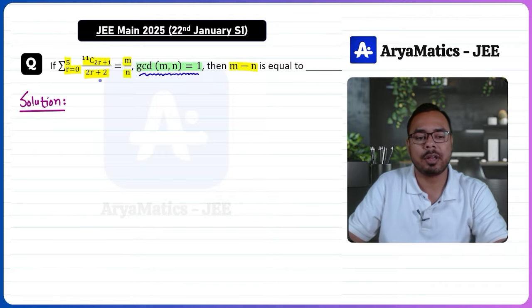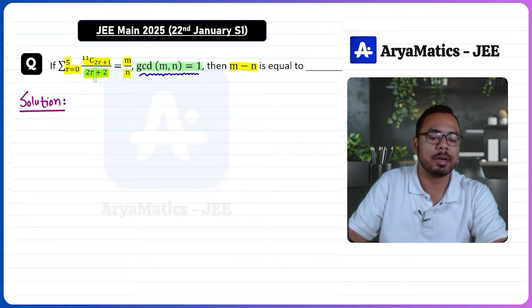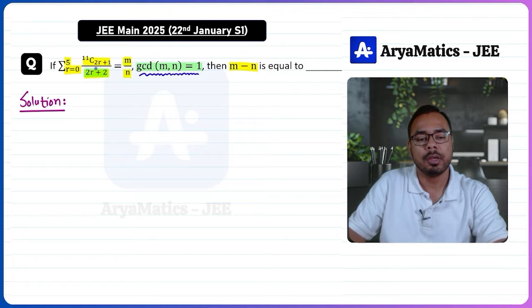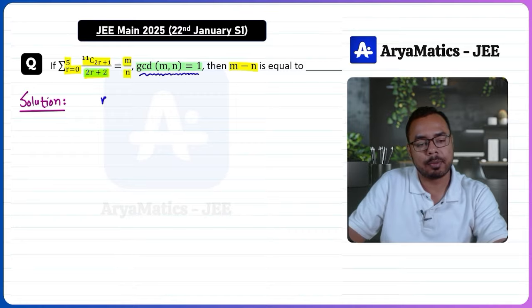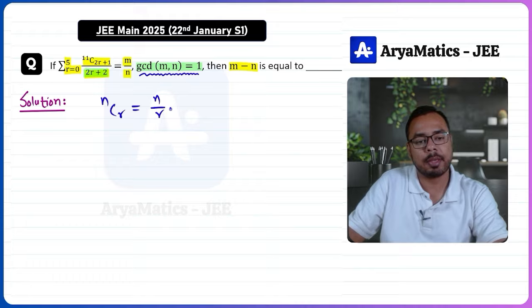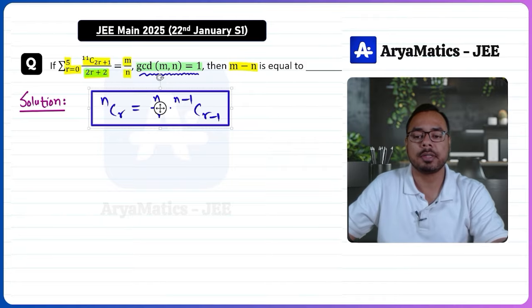Now, the general method of solving these types of problems, where you have a variable in the denominator, like 2r plus 1 or any function of r, is to use the integration method. However, there is another much easier method using properties of binomial coefficients. Here we are going to use one important property: if I have nCr, then you can write this as n by r multiplied by (n minus 1)C(r minus 1). This is one of the most basic properties of the binomial coefficient.